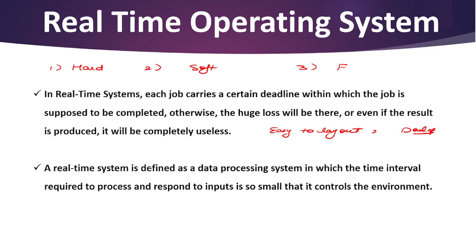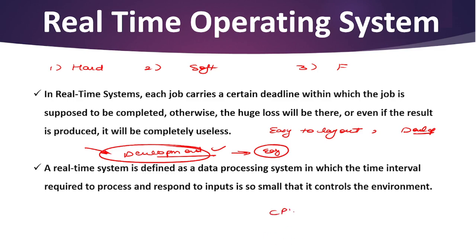Some disadvantages include its development is very costly. Okay? It is very easy to maintain and easy to develop, but it is very costly. Real-time operating systems are very complex and can consume critical CPU cycles. So remember this keyword, critical CPU cycles, right? So this is all about real-time operating systems.